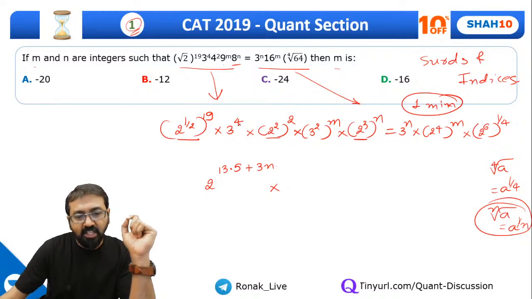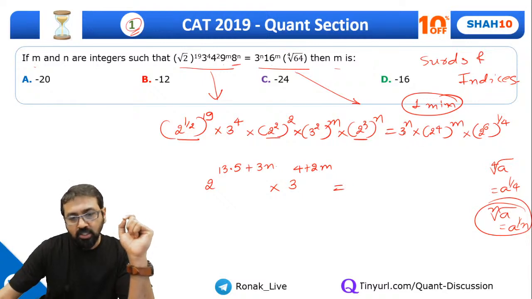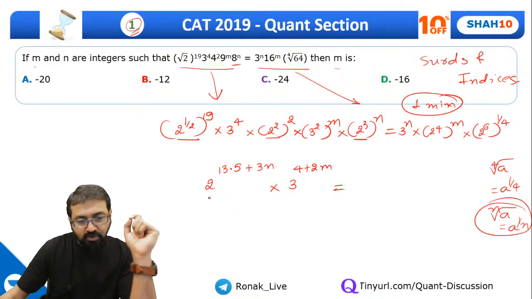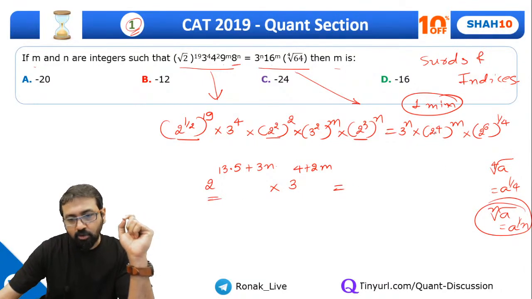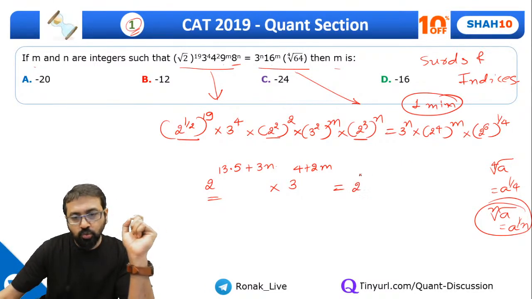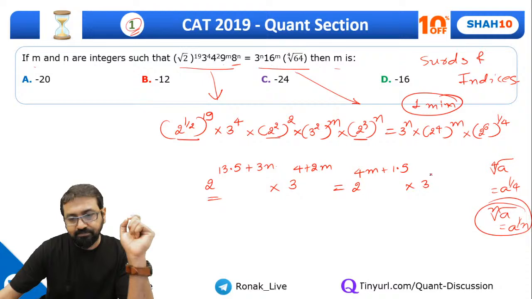Into, what is the total power of 3? 4 plus 2m, right? This is 3 raised to 2, whole raised to m. So these two powers multiply with each other, and this will come out to be 3 raised to 4 plus 2m. This is equal to, what is the power of 2? Because first we have written 2, so I'll quickly calculate the power of 2. It will be 4m plus 6 into 1 by 4, that is 3 by 2, that is 1.5. So 2 raised to 4m plus 1.5, into 3 raised to n.